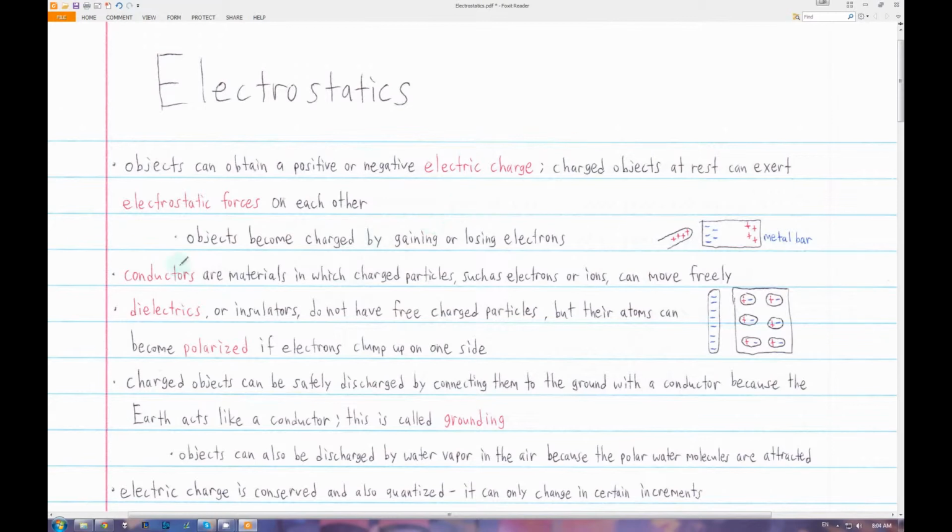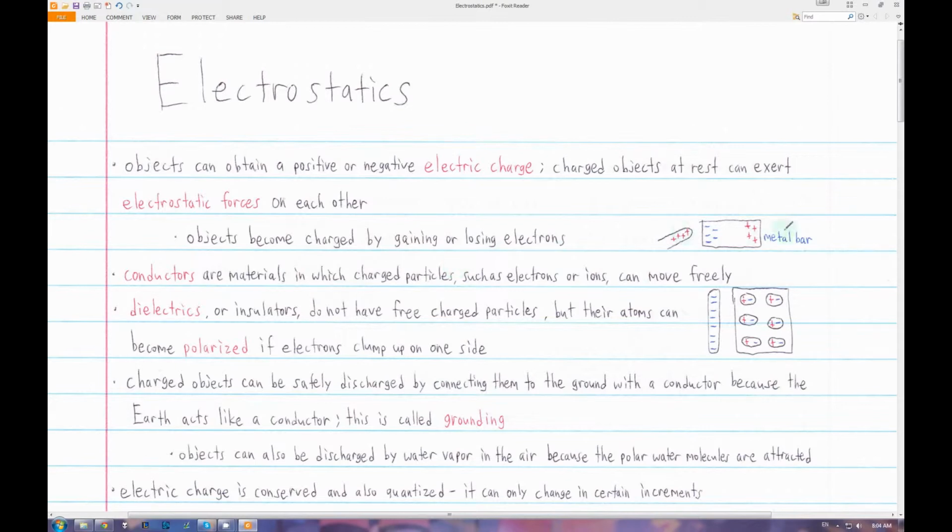So there are two main types of materials, conductors and insulators. Conductors are materials in which the charged particles can move freely around. For example, in metals, the electrons are just floating around. They can move wherever they want.